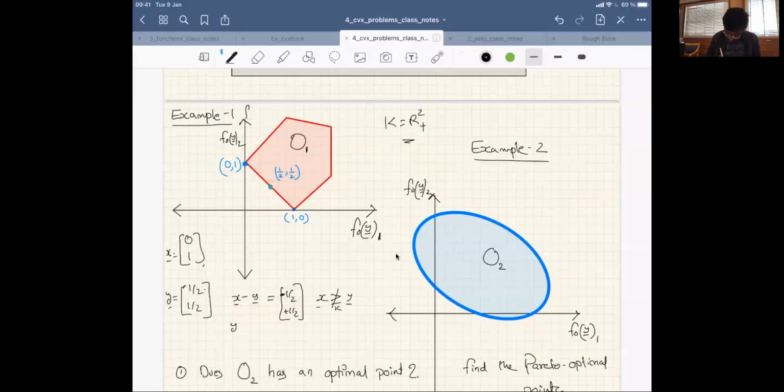Now just take Y minus X. It is the same thing, but with the minus in the second: half minus half, right? Again, this is not in R2 plus, so you cannot say that X is less than or equal to Y here. That means if you are considering this point, you cannot make a comparison with this other point.